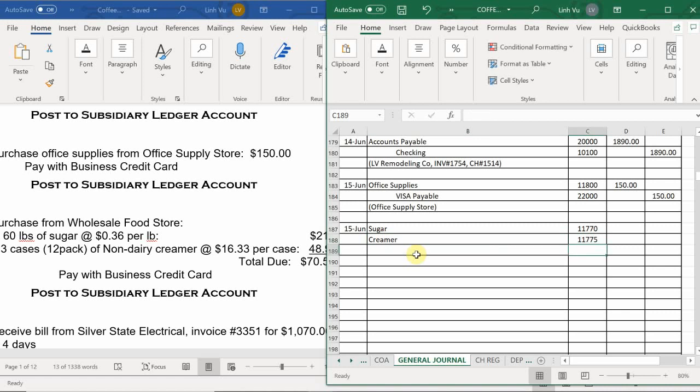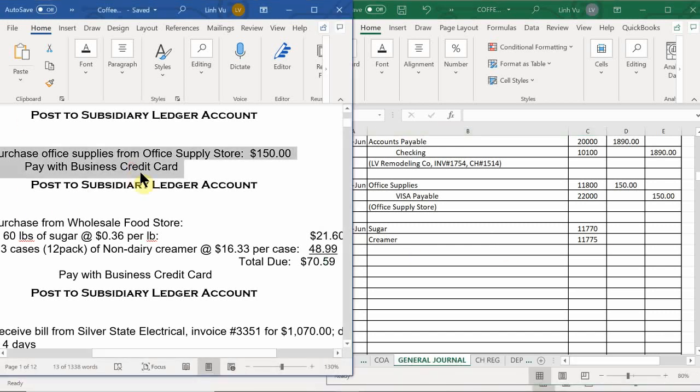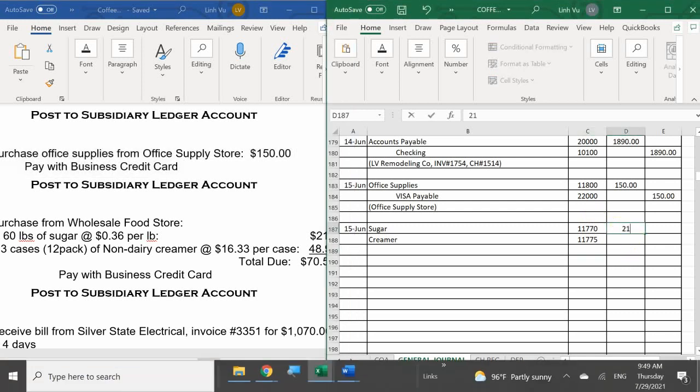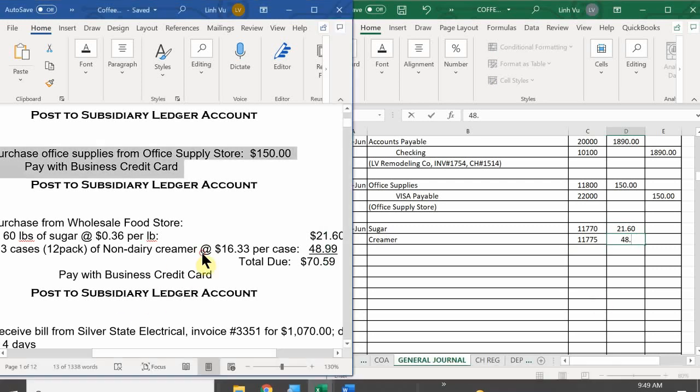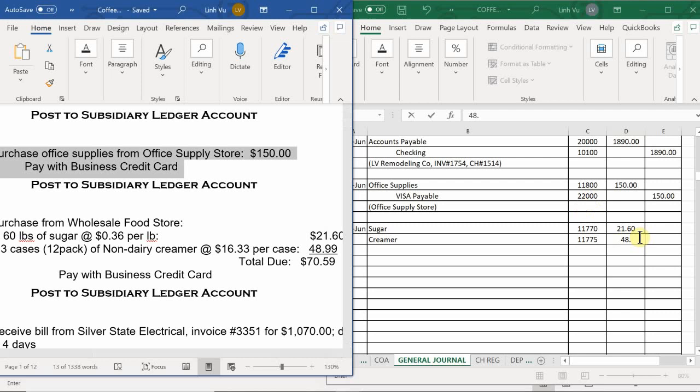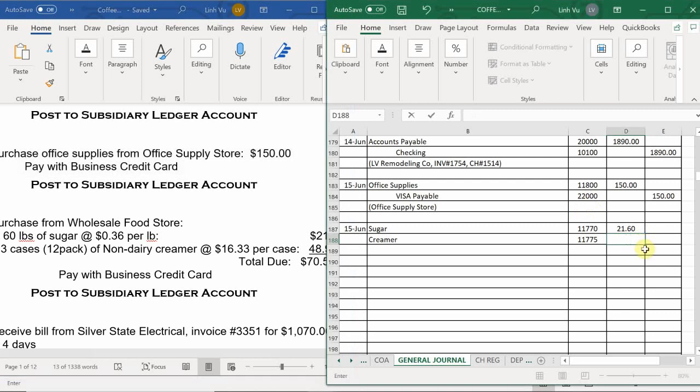And the amounts will be $21.60 for the sugar and $48.99 for the creamer. Okay, let me go there too, so I can journalize that. Alrighty, that and that. Then from here, pay with a credit card.